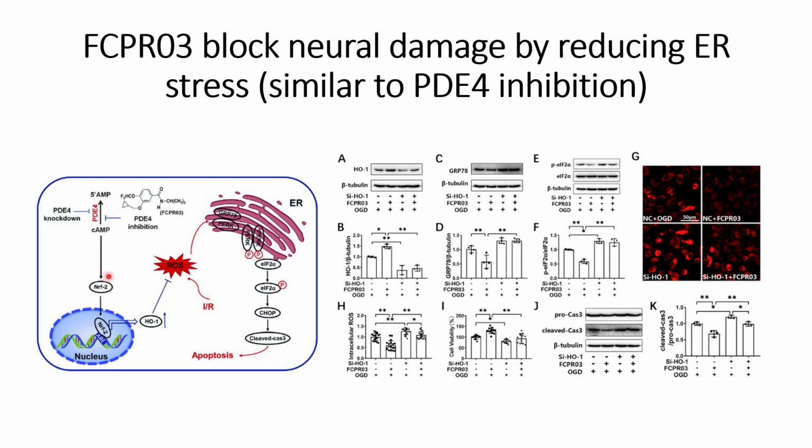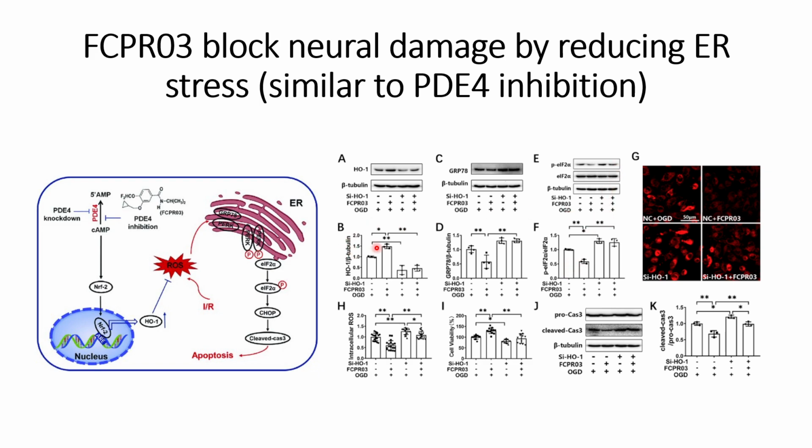or FCPR03 might be somehow triggering NRF2 to go into the nucleus, and that will form HO1. And when we inhibit this production of HO1, we can see that the ER stress increased even when the cells are treated with FCPR03. When they checked with other proteins, that is PEIF2 alpha, we can see that it is also increased.